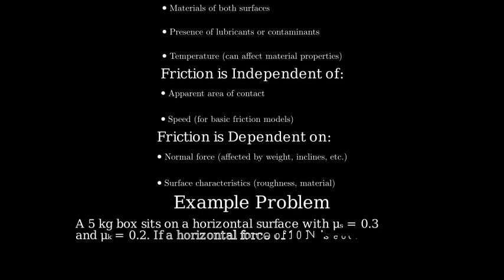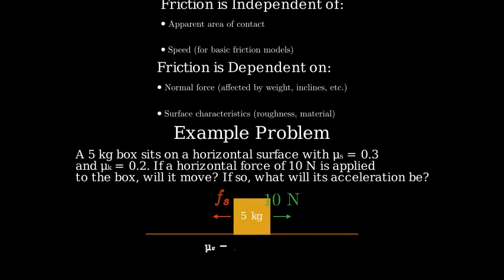A 5-kilogram box sits on a horizontal surface with a coefficient of static friction, mu sub s equal to 0.3, and a coefficient of kinetic friction, mu sub k, equal to 0.2. If a horizontal force of 10 newtons is applied to the box, will it move? If so, what will its acceleration be?